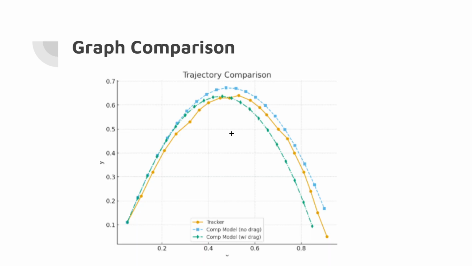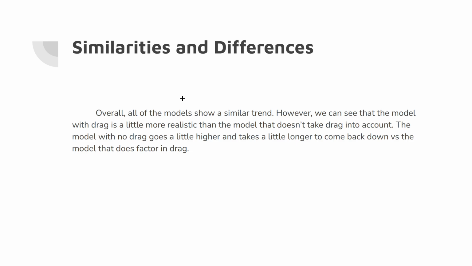And for the results, we can see this is our data. It's not perfect, but we can see that the computational model with drag is a little closer than the one without drag. Overall, all the models show a similar trend. However, the model with drag is more realistic than the model that doesn't take drag into account. The model with no drag goes a little higher and takes a little longer to come back down versus the model that does factor in drag.